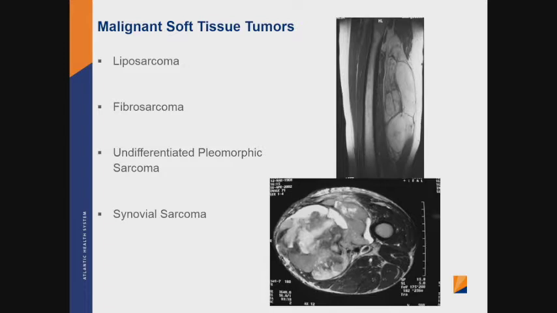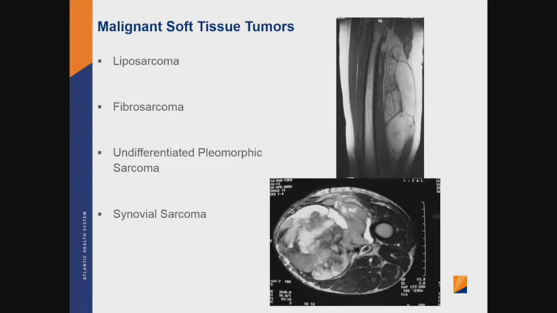Liposarcoma, which you see up here in the right-hand corner, can have an appearance very similar to a lipoma on an MRI, especially if it's low grade, and has fatty tissue in it, but often has these streaking bands through it. Fibrosarcoma is one of the other most common, undifferentiated pleomorphic sarcoma, which you see down here in the right lower corner, and synovial sarcoma.